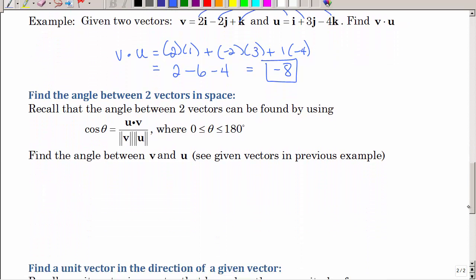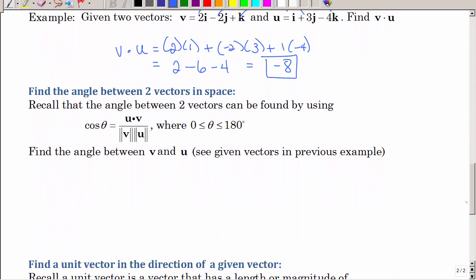Another thing we found in 2 space was the angle between the 2 vectors. It is the exact same formula that we also talked about. Right, so if we want to find the angle between these 2 vectors, how do we do that? Well, first of all, we need to find their dot product, which we've already found to be negative 8. We need to find the magnitude of each vector.